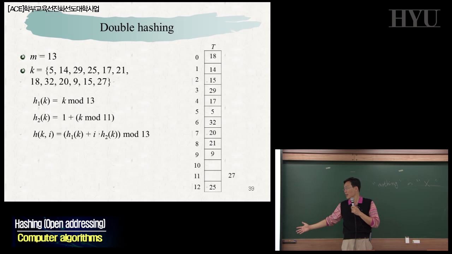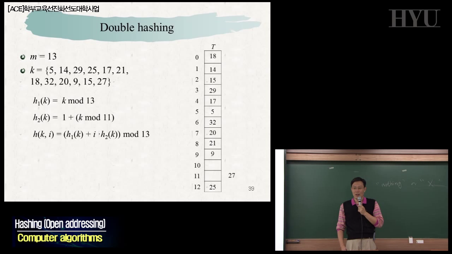This is impossible by the probability theory. A good hash function is like this: if we have enough space, then it finds an empty slot very fast. Okay, this is double hashing.